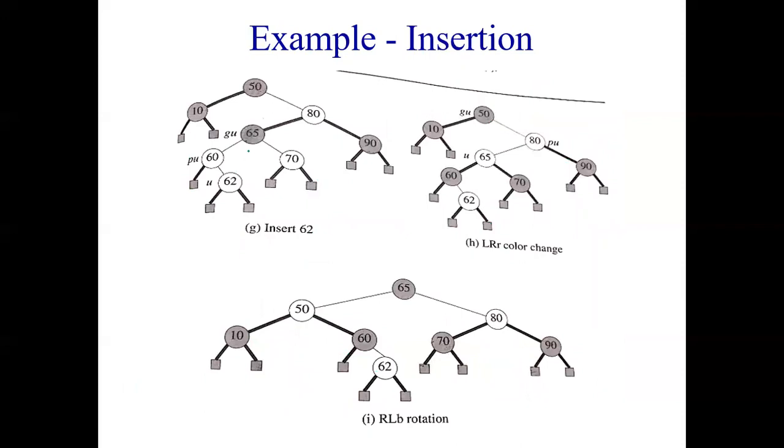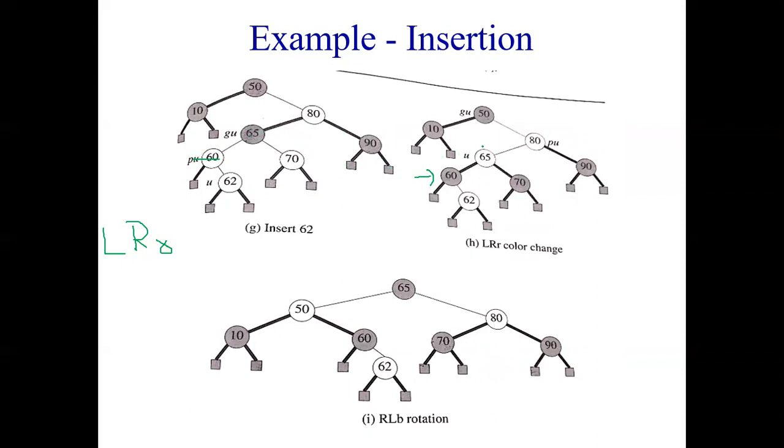When we insert 62, it again becomes a left right imbalance. Now it is an LR R imbalance, because the parent's sibling is red. So we need not perform any rotation. It is enough to change the color. Make 60's color black, so 60 has become black, and make 65's color red, so 65 has become red.